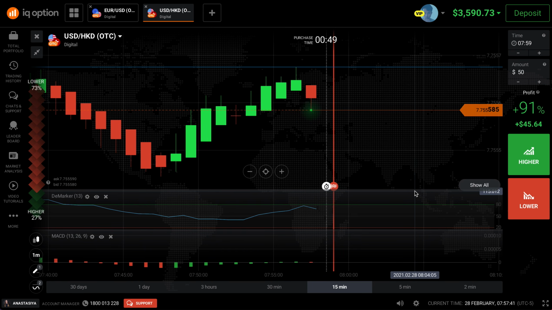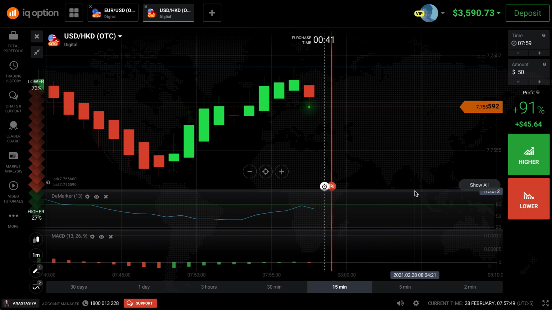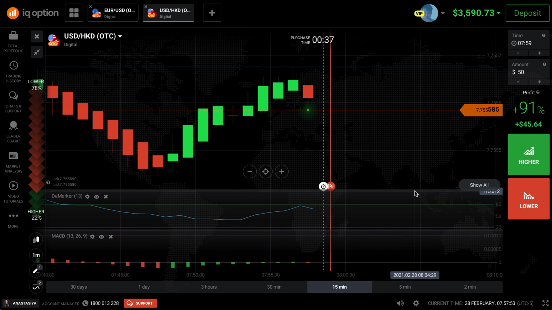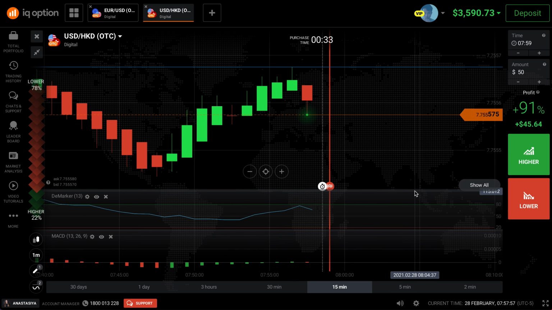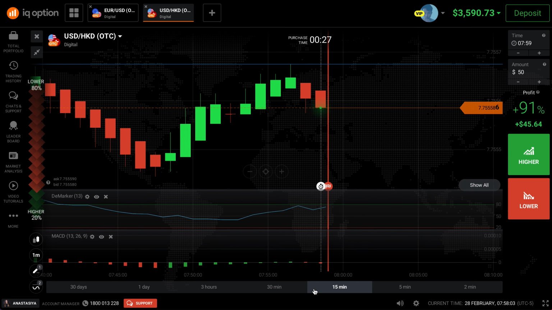So let's apply this to a real trade. Today is Sunday. It's the end of February this month, so I wanted to show it to you right here. So we see that it's red here.